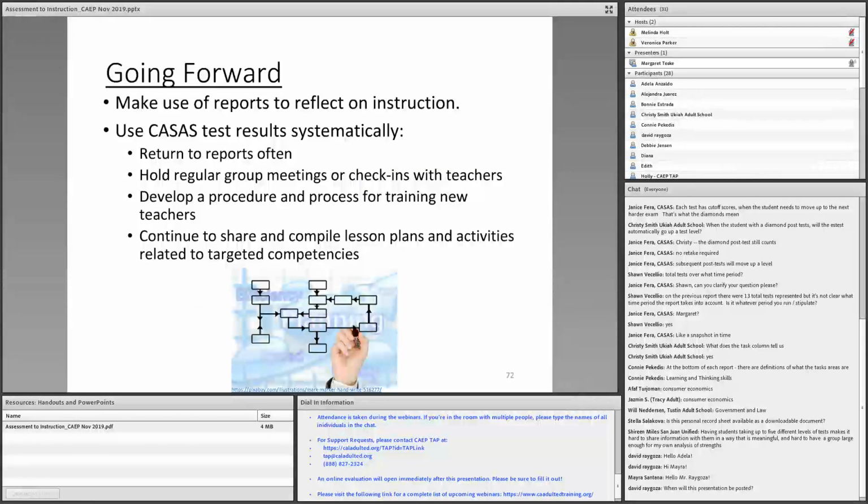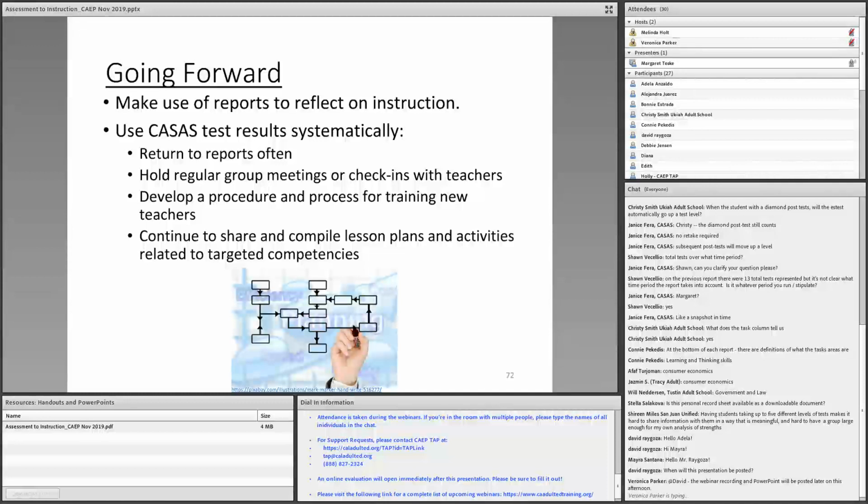Going forward, make use of reports to reflect on instruction. Use CASAS test results systematically. So you want to return to reports often, on a regular basis. Hold regular group meetings and check-ins with your teachers. Provide a procedure and process for training new teachers so that they understand the reports and know what they're doing to address those concerns, and continue to share and compile lesson plans and activities related to the competencies so teachers can really help each other.